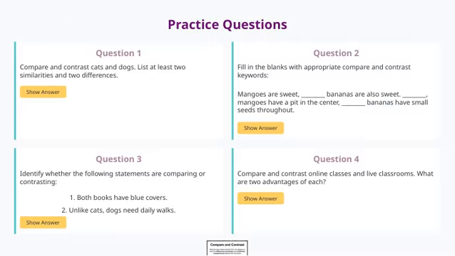Let's take a look at some practice questions to reinforce what we've learned about comparing and contrasting. First, we have a question asking us to compare and contrast cats and dogs. Think about their similarities, like how both are common household pets, and their differences, such as cats being more independent and dogs requiring more attention and exercise.